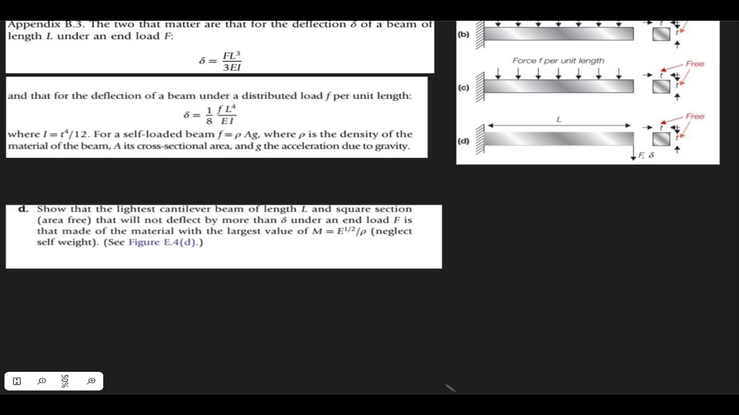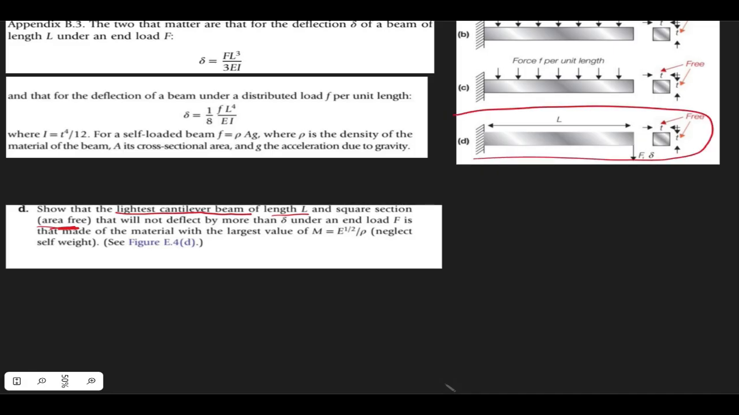So guys, for question D, take a second and look at the question. They're telling us to find the lightest cantilever beam. That's what we are trying to find. This is the objective: a light material. We're trying to reduce the mass with a specified length L and a square cross-sectional area. So the area is a free variable, and the beam will not deflect more than the deflection D under a specified end load. This is the particular scenario that we are looking at.